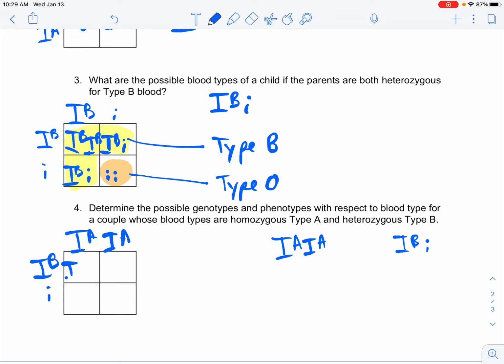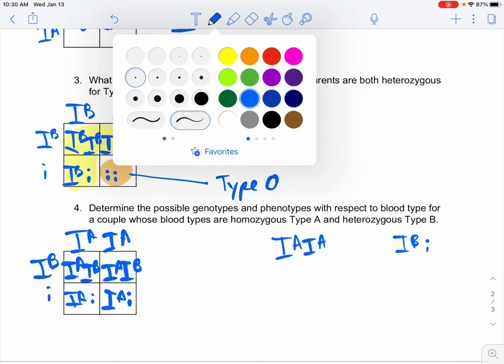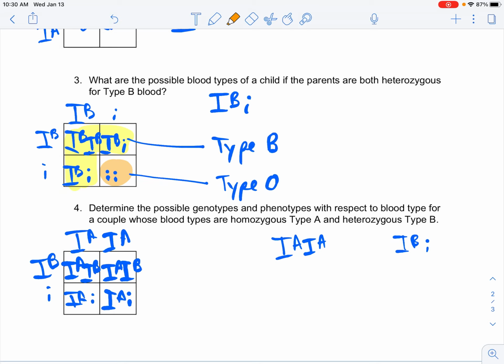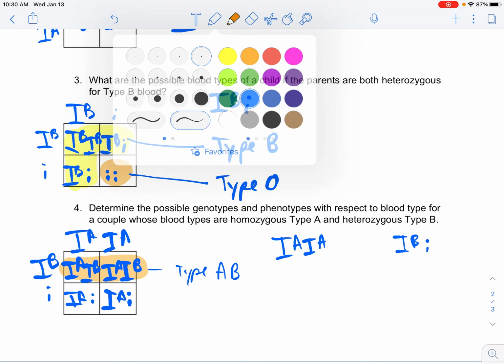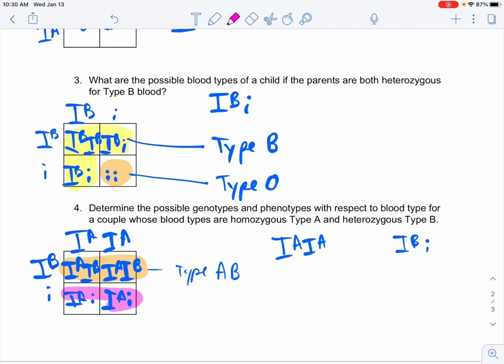So go ahead and set up the cross. I usually write A before B, of course. I'm gonna choose a little smaller. There we go. So here in this cross, we have a 50% chance to get type AB and a 50% chance to get type A.